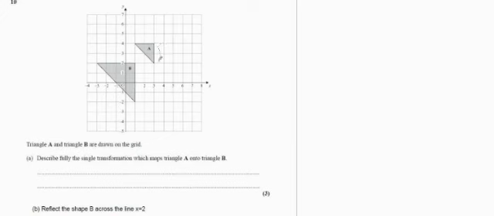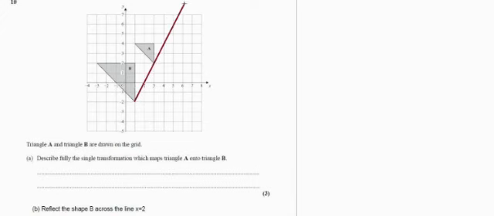From the grid, we could notice that triangle A had a side of 2 squares, and triangle B has a side of 4 squares. We could notice that it's getting multiplied by 2. So the scale factor is scale factor 2. Now let's get into the center of enlargement.